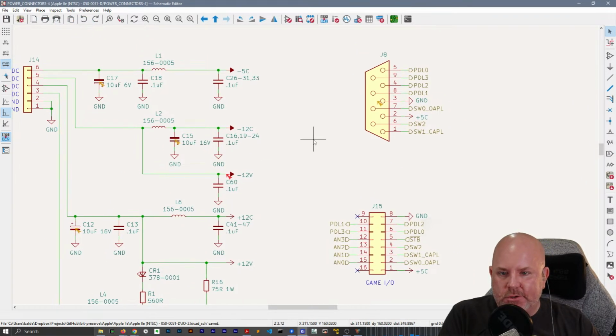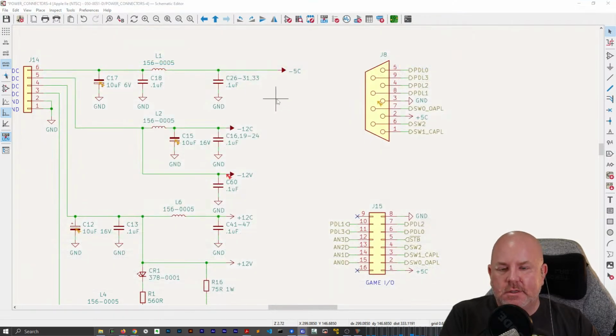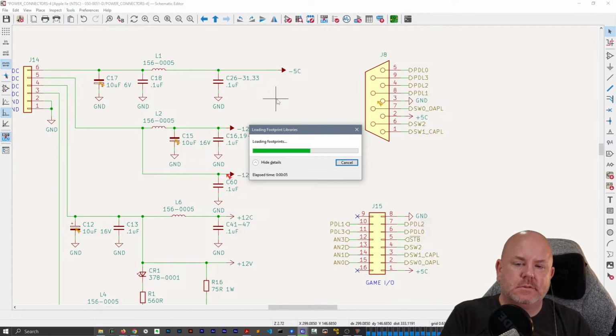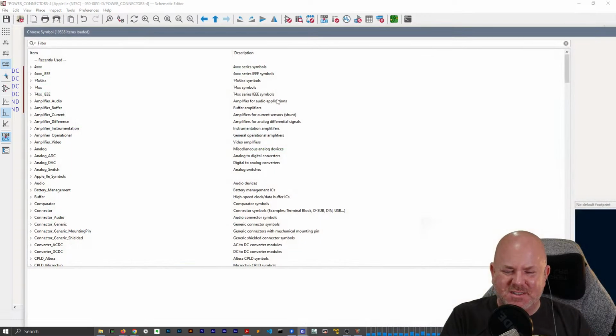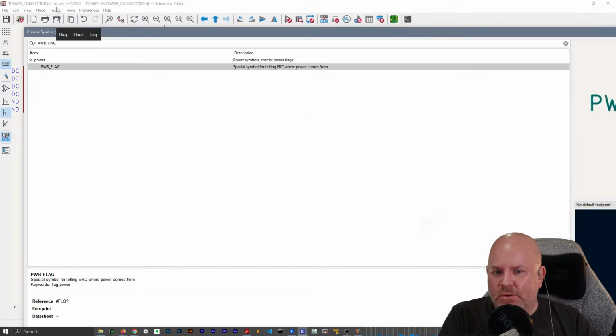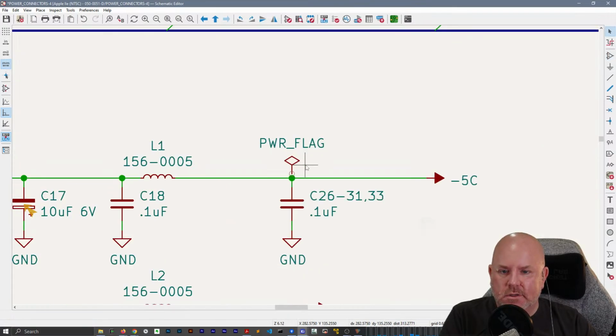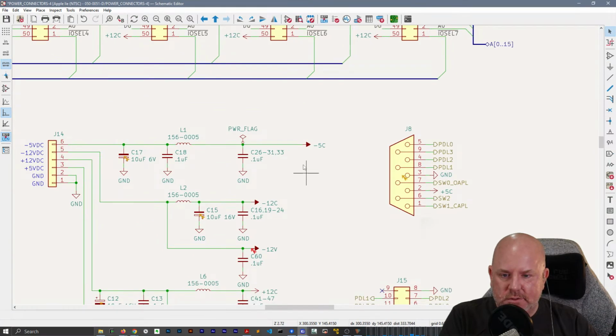Okay, now what we're going to do is let's get our power pins driven. So we'll add a power flag. Oh my god, why is this slow? Oh, why is it loading footprints? Whatever. So we want a power flag. And you know what we can do is just put it right there. That'll work. And then I don't have to move everything over.